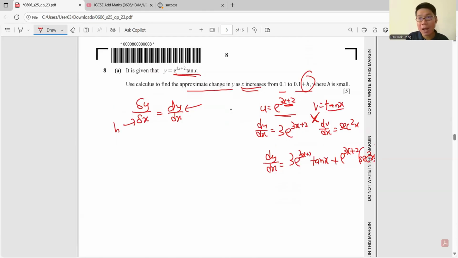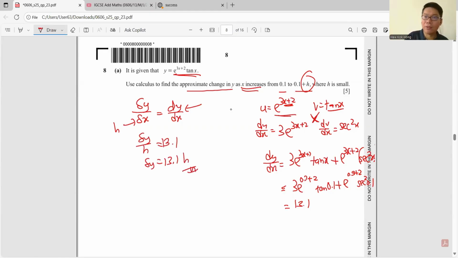Okay, and every time we do application, we must substitute in the value of x. So the value of x here is 0.1. Then we key in calculator. You should get 13.1. Then you can substitute in here. Then you gain this 5.